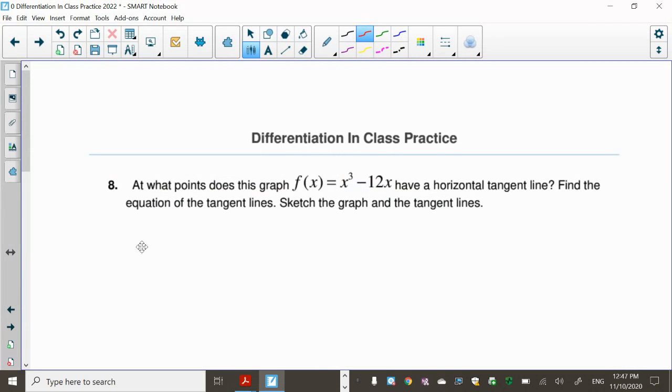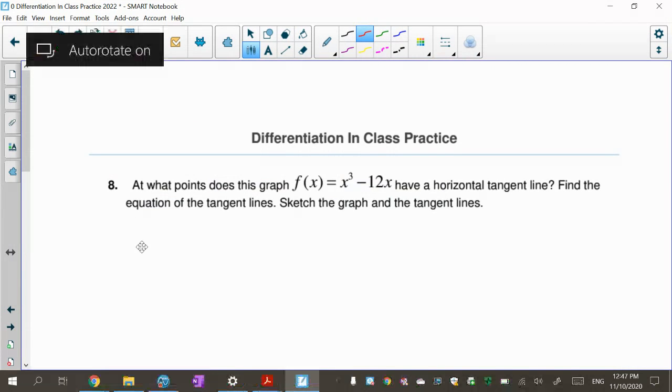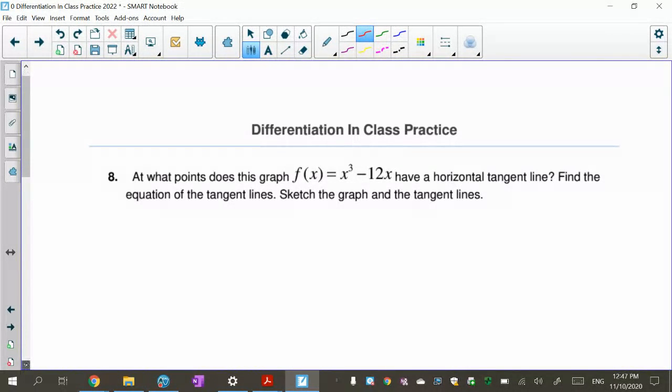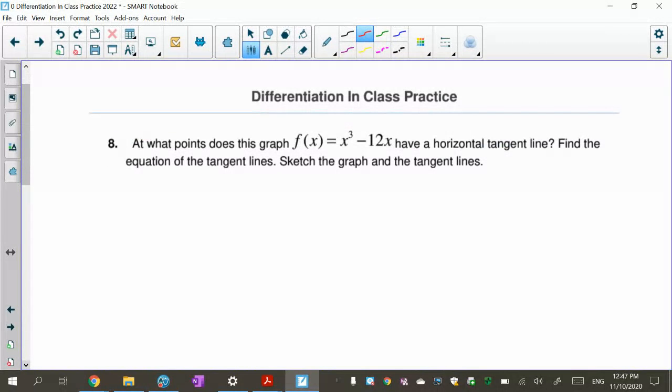Okay, this is in-class practice differentiation number 8. And this one is kind of similar to whatever we've done before as in the algebra part, but they're asking for different information. So it says, at what points does this graph f of x equals x cubed minus 12x have a horizontal tangent line? Find the equation of the tangent lines and sketch the graph.